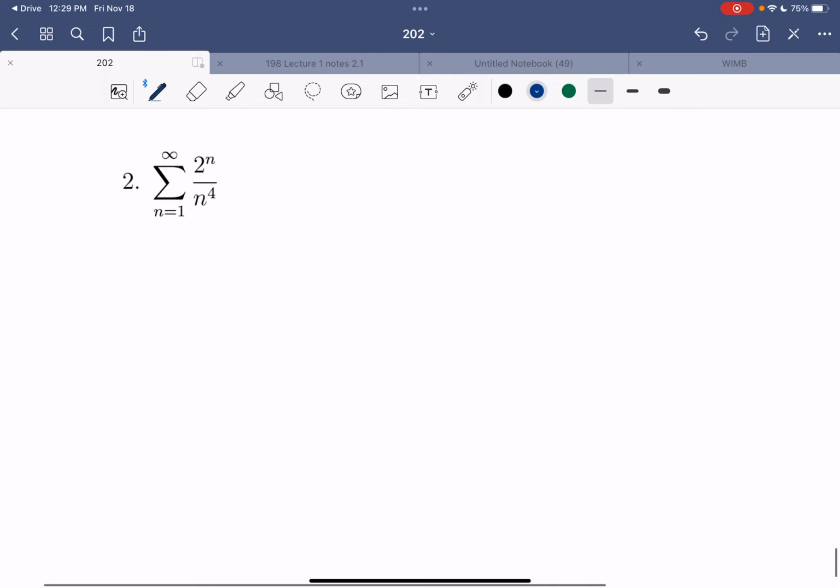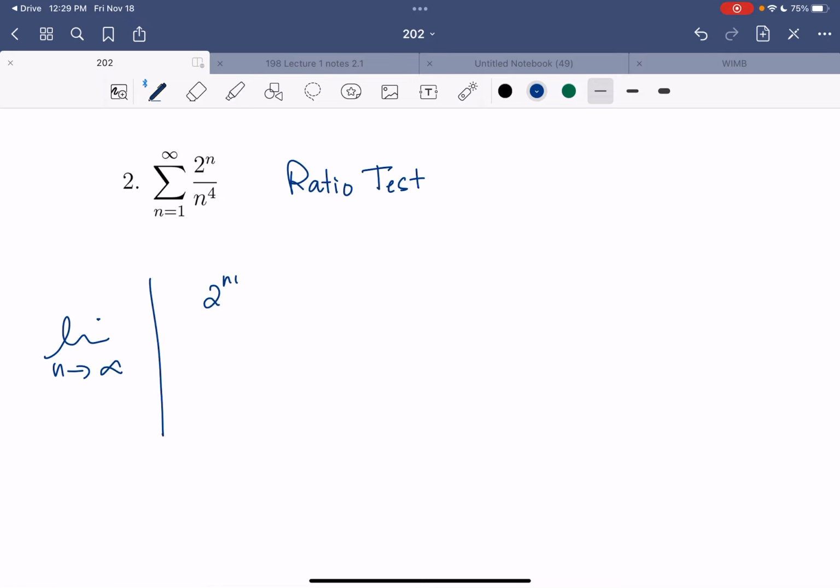Number 2. Again, I have 2 to the n on the top, but the bottom one does not have an n power, so I'm not going to use the root test. I'm going to go ratio test here again. So we're going to look at the limit as n goes to infinity, absolute value, 2 to the n plus 1 over n plus 1 to the 4th, all over 2 to the n over n to the 4th.